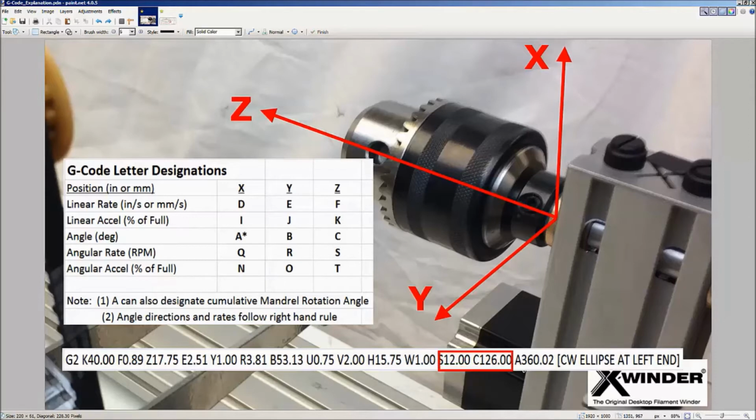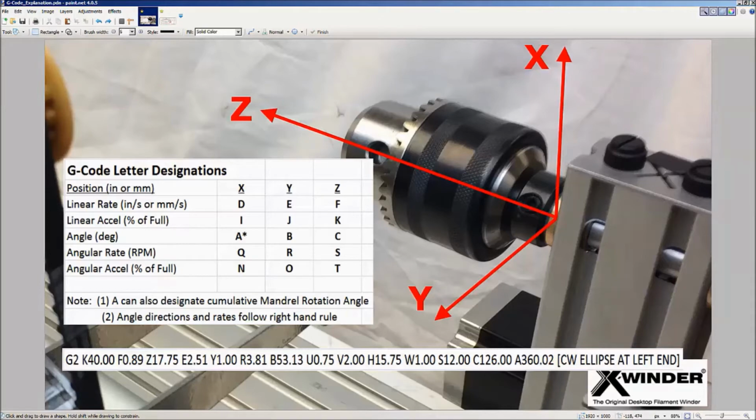Notice that the S, the C, and the A: the mandrel is rotating at 12 RPM. It will move through an angle of 126 degrees, and when it does so, the total or cumulative angular rotation angle of the mandrel will, after the execution of this command, be 360.02 degrees. So that's basically how we can dissect this particular line, and at the end here, this is obviously a comment. This is a clockwise ellipse at the left-hand end.